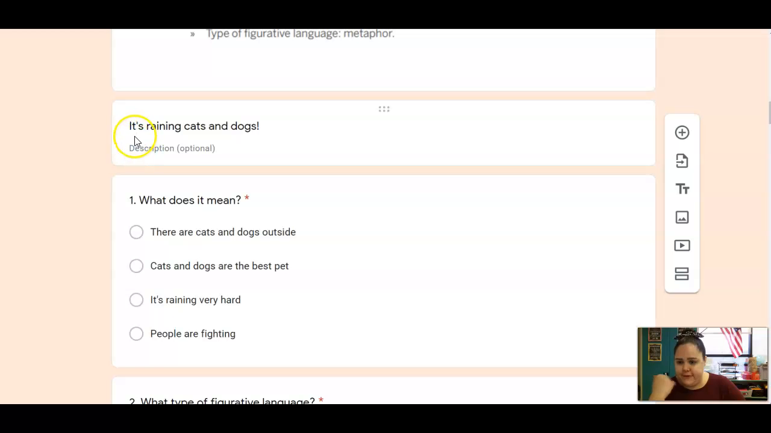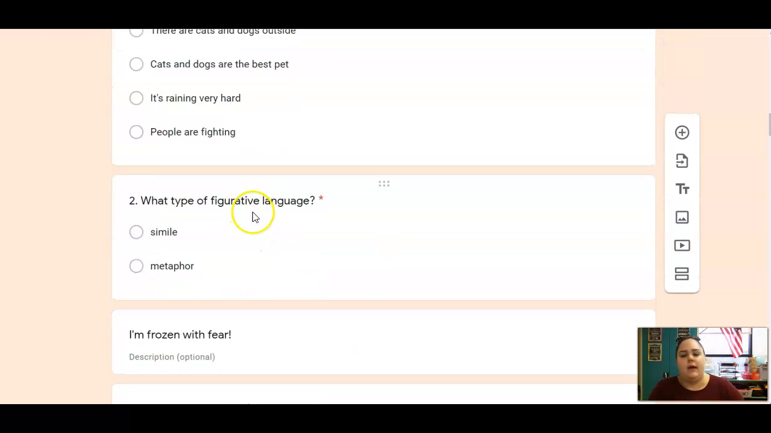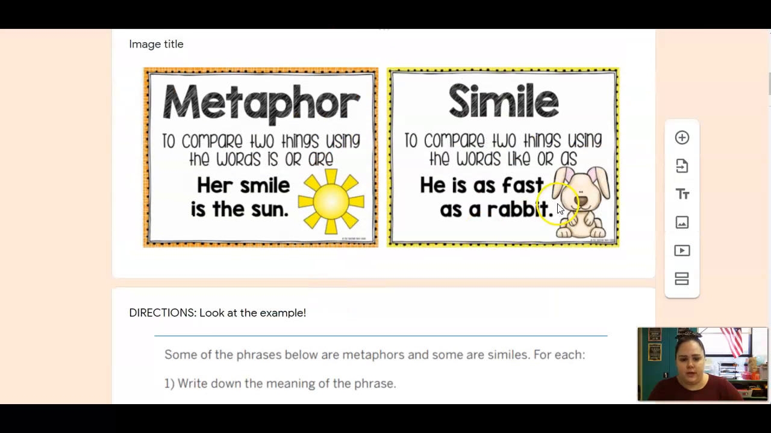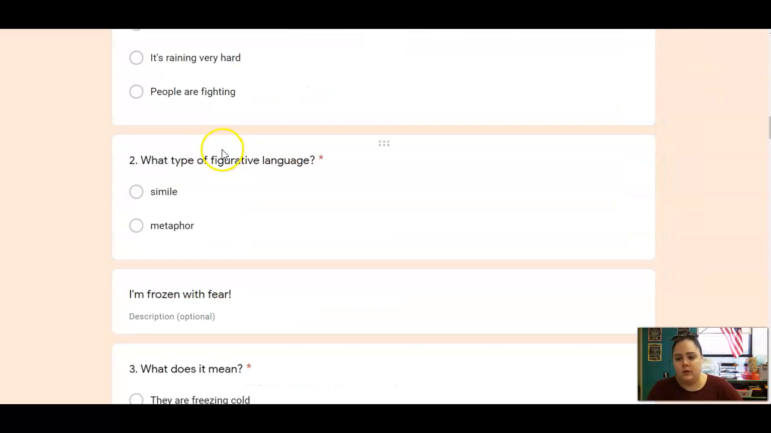Okay, so here's your first one. It's raining cats and dogs. What does it mean? Does it mean that there's cats and dogs outside? That cats and dogs are the best pet? That it's raining very hard or that people are fighting? And then what type of figurative language? Simile or metaphor? Remember, you're looking for like or as. If it doesn't use like or as, it's a metaphor.